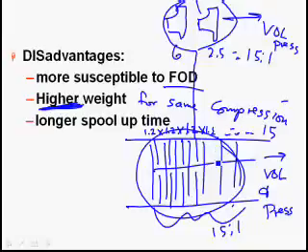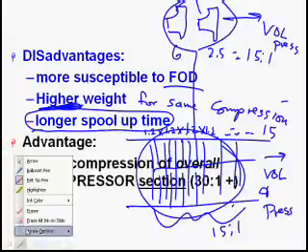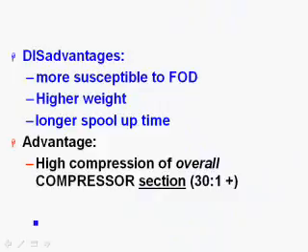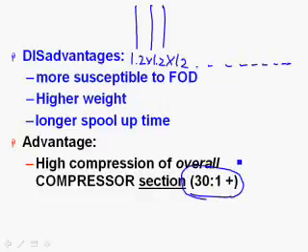And of course, since this rotating stuff weighs a lot more, it's going to take longer to spin up. Our spool up time is going to be greater, and we're going to need a bigger starter motor. The big advantage, which is a really big advantage, is that we can keep putting stage after stage after stage and get 1.2 times 1.2 times 1.2. It's not infinite, but we can go a long way. And modern turbofan engines found in transport category jets are higher than a 30 to 1 compression ratio.